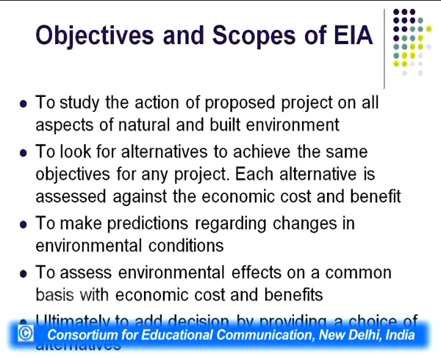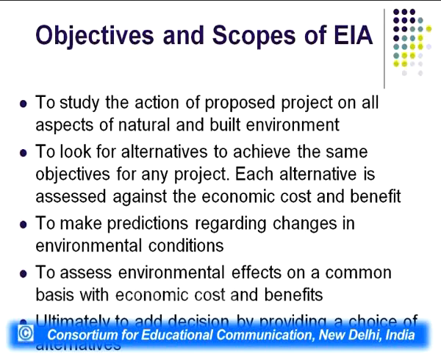facilities. Now, what are the objectives and scope of EIA? There are some major points. One is the study of the action of a proposed project on all aspects of the natural and built environment, to look for alternatives to achieve the same objective for any project.